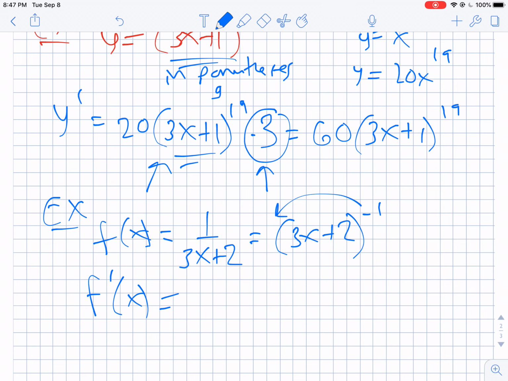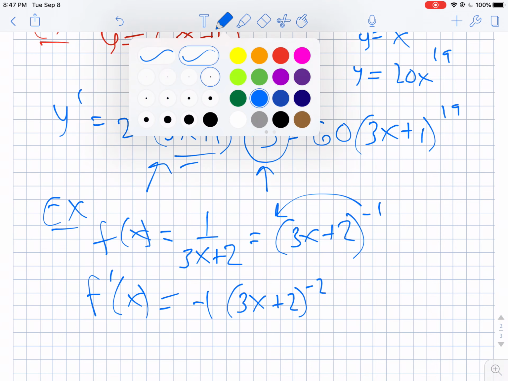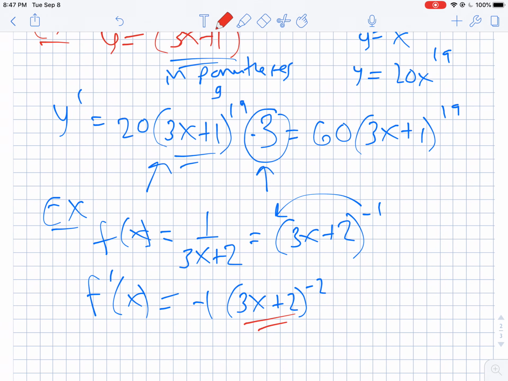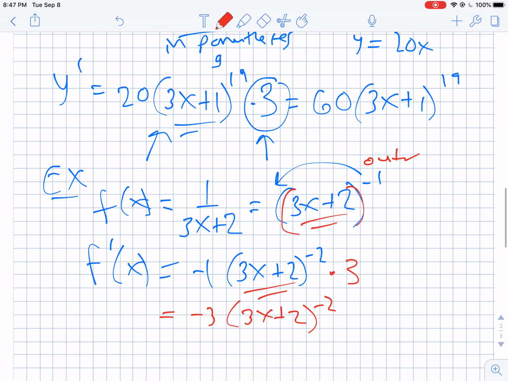We use our normal power rule, so it's negative 1 times (3x plus 2) to the negative 2. And then because of the chain rule, we multiply by the derivative of the inside, which is 3. So again, whatever's in parentheses, that 3x plus 2, that's the inner function. The outer thing we're doing is the exponent. You can clean this up also: negative 3 times (3x plus 2) to the negative 2. And if you do the quotient rule, you'll get the same answer.